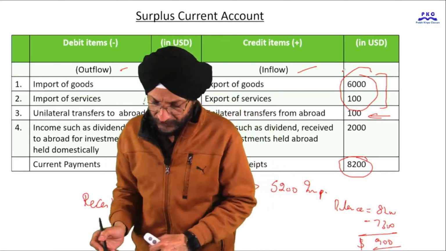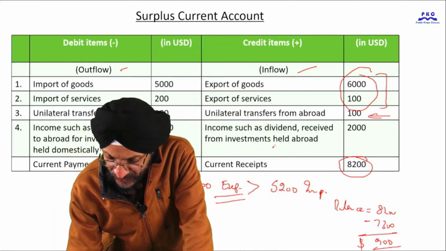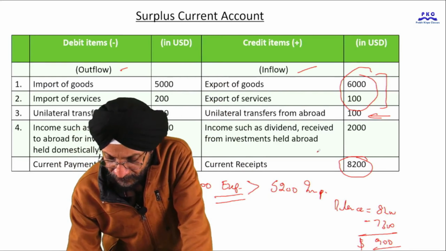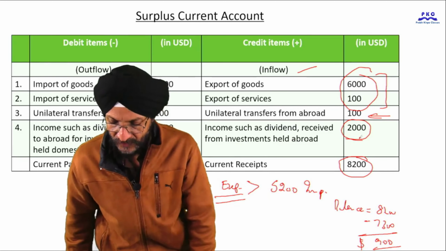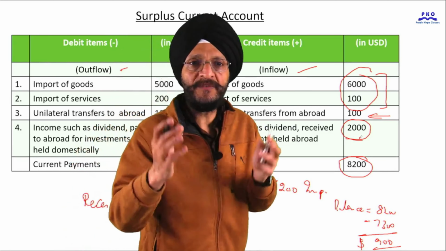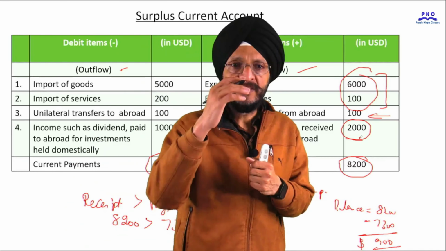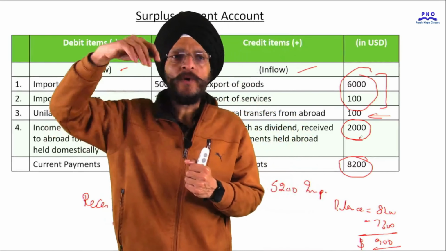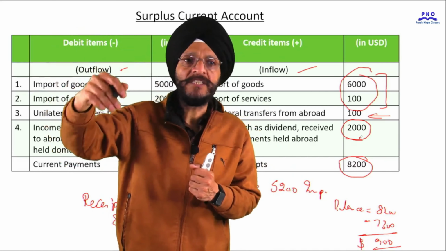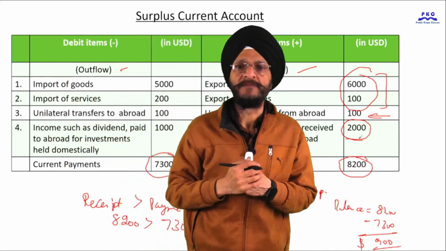What other figures may it show? Surplus current account may show that we are receiving more income from investments held abroad than the payments we are making abroad for their investments held domestically.